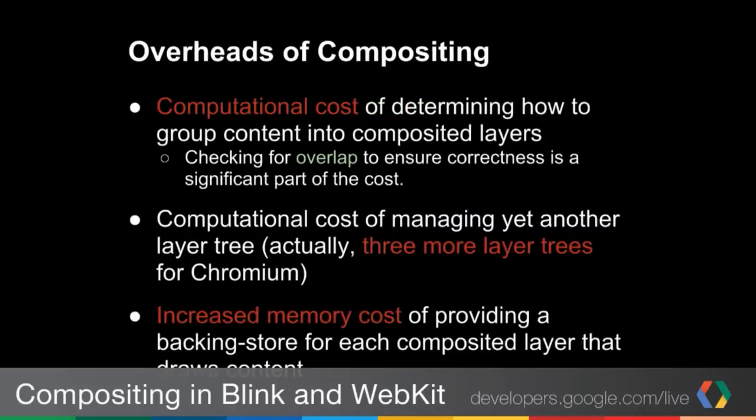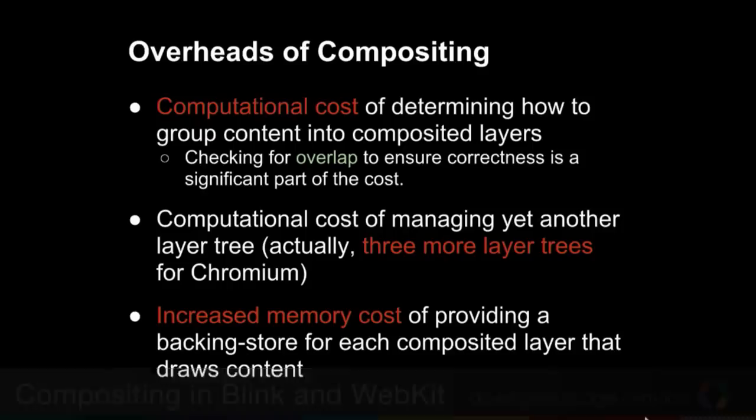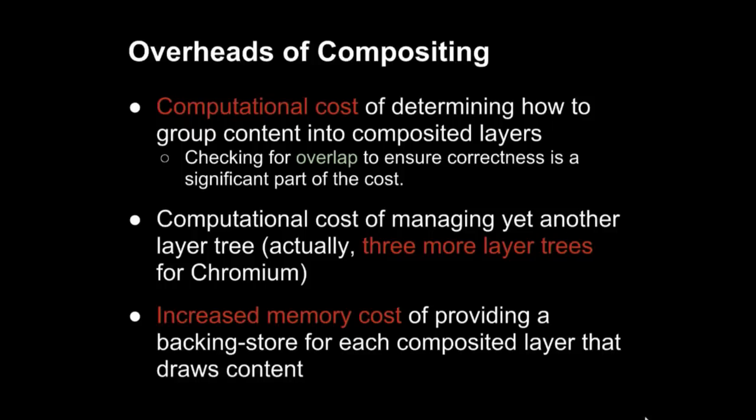What are the overheads of compositing? Well, there's the computational cost of actually checking for overlap, iterating over all the render layers, where there can be hundreds, even thousands on some pages. Most of them won't get composited, but they all have to be visited in order to determine whether we might need to composite them. That can get pretty costly.